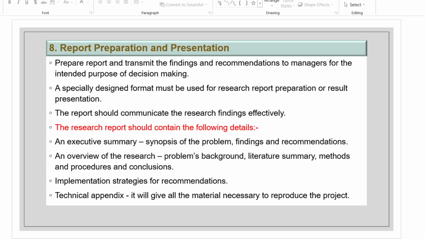So these are the 8 steps of business research.